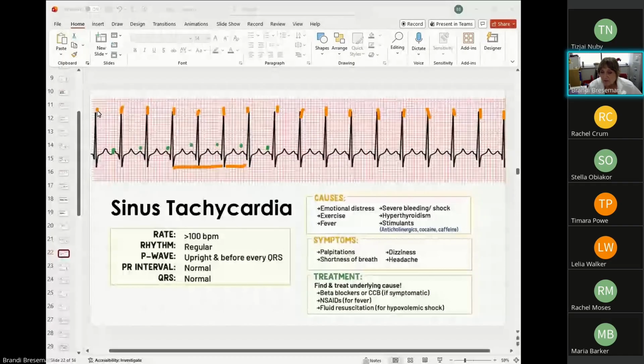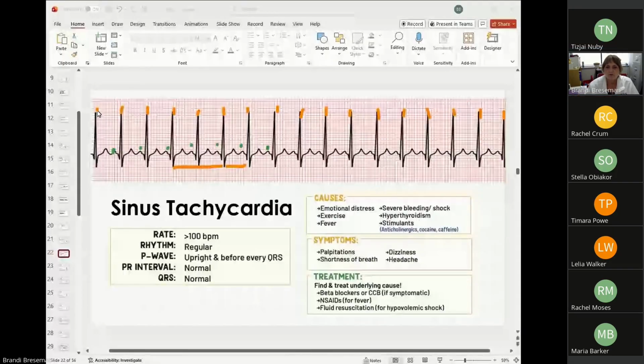Beta blockers or calcium channel blockers, if our patient is very symptomatic, we need to get that heart rate down. We're going to give some type of NSAID or antipyretic for a fever. And if they're hypovolemic, we're going to give fluid resuscitation. Any questions about sinus tachycardia?